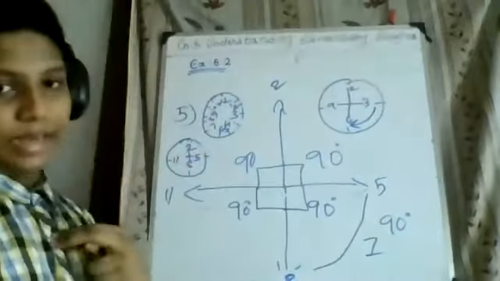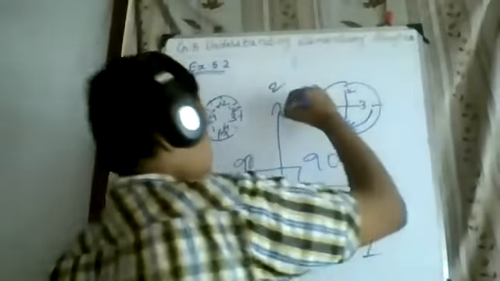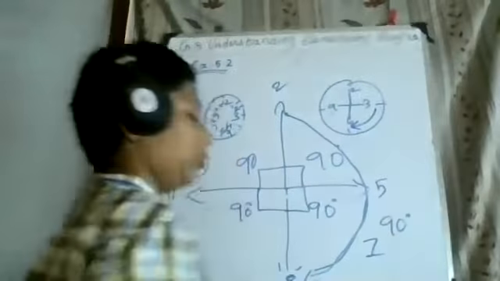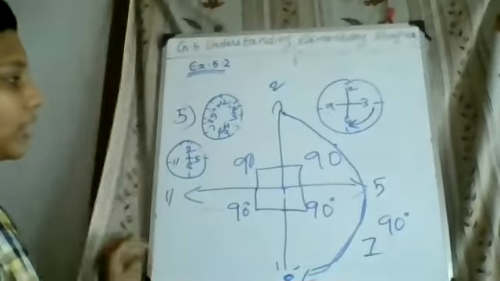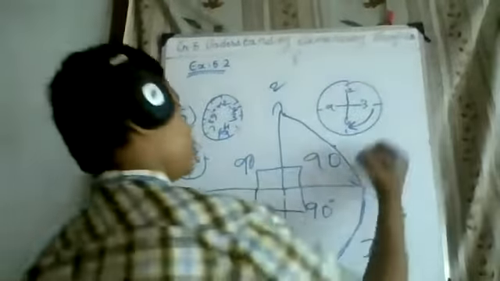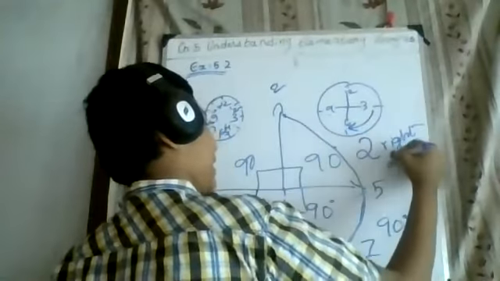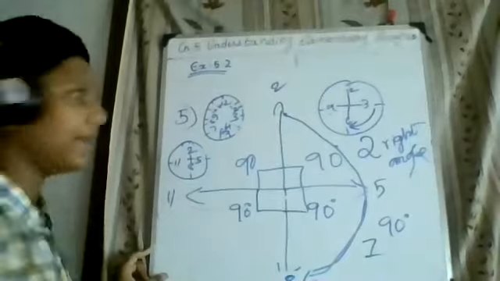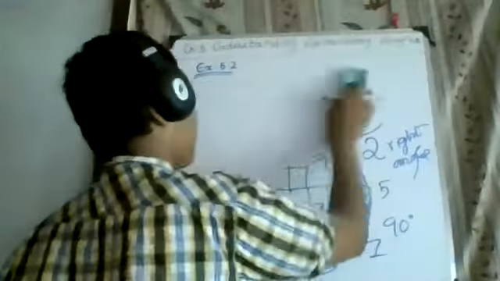They said move from 2 to 8. They didn't mention direction, so you can move in any direction. What part of the revolution is covered? It has covered 2 right angles. So it will form 2 right angles. Now the fifth question you have understood. Next.